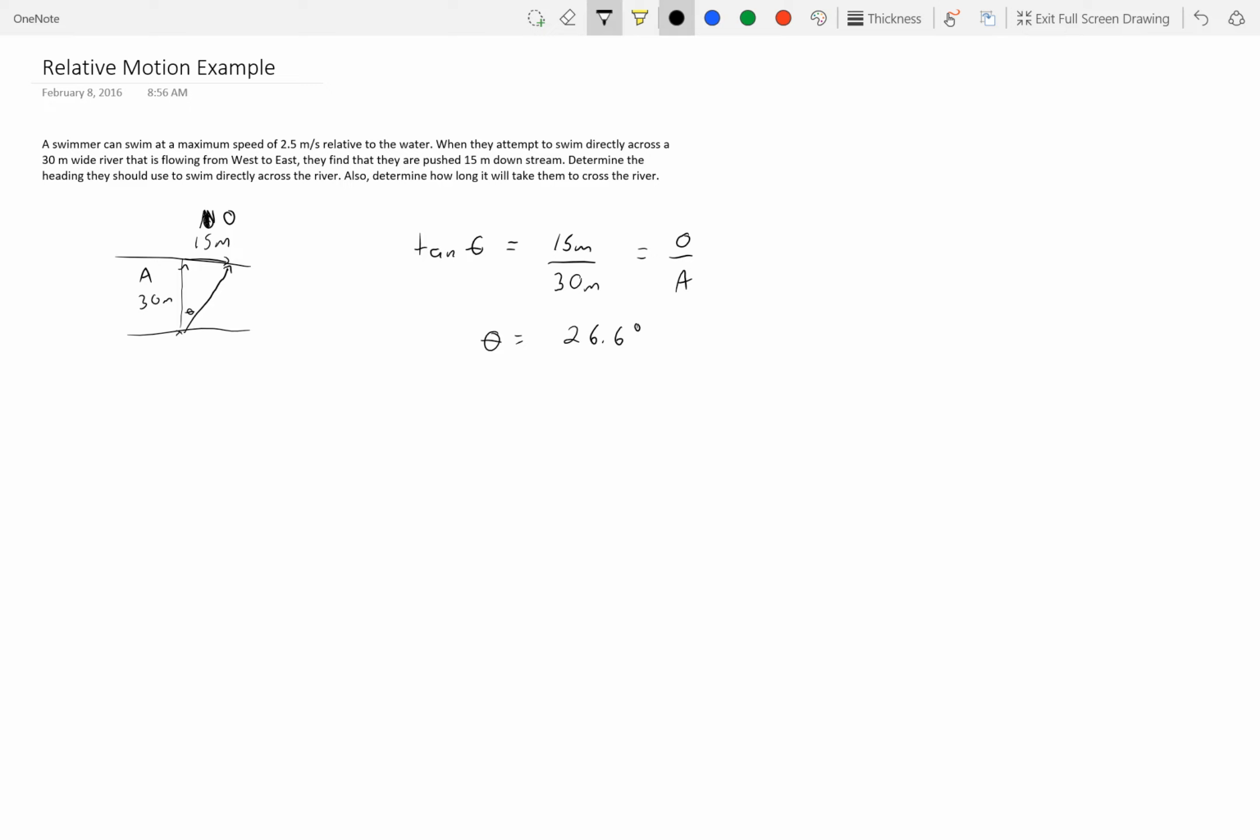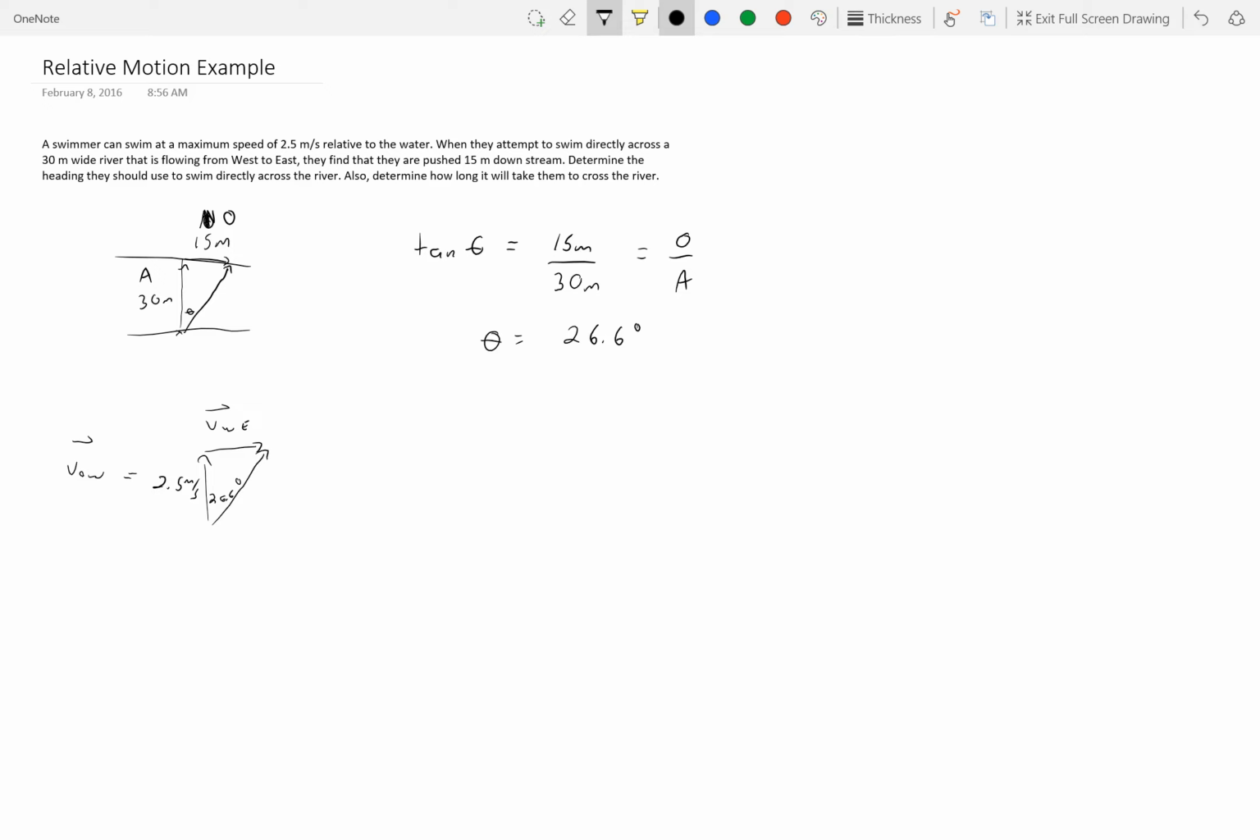Now what we know happened when they tried to go straight across and got pushed down is that their velocity relative to the water, or VOW, would have been 2.5 meters per second directly across the river. And what we also know is that due to the velocity of the water relative to the earth, they got pushed so that they were going on a heading that matches up with this triangle that pushed them that 15 meters downstream. So this works out to be 26.6 degrees. Those two angles are the same.